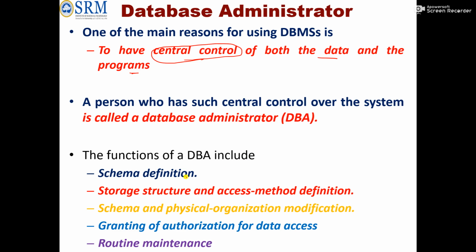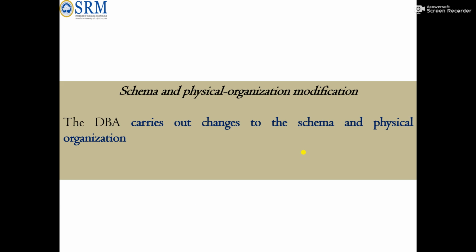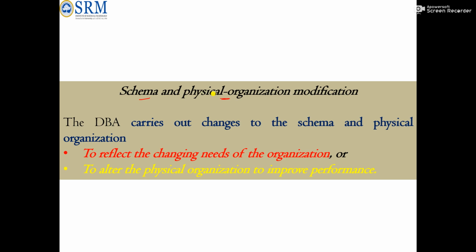Let us know the schema definition. Then we know the storage structure and access method definition, which can be done at the physical level. Now let me move on to schema and physical organization modification. According to the user needs and user requirements, they can carry out changes many times on the schema as well as the physical organization, based on the needs of the industry or the organization.